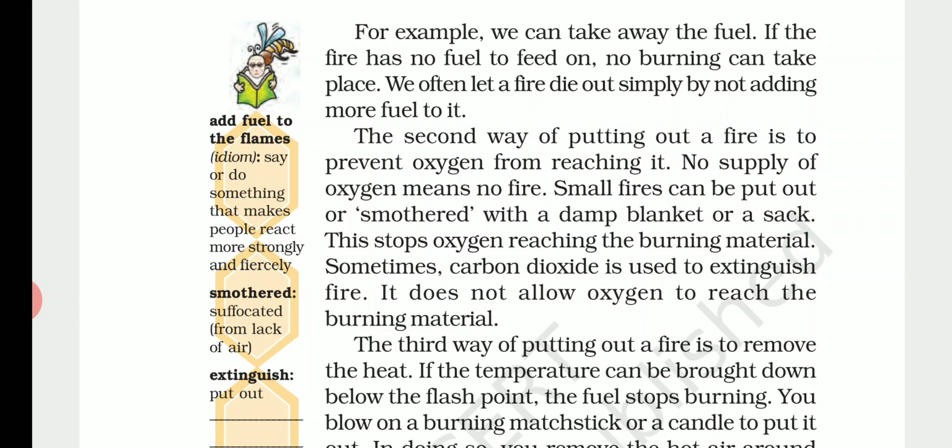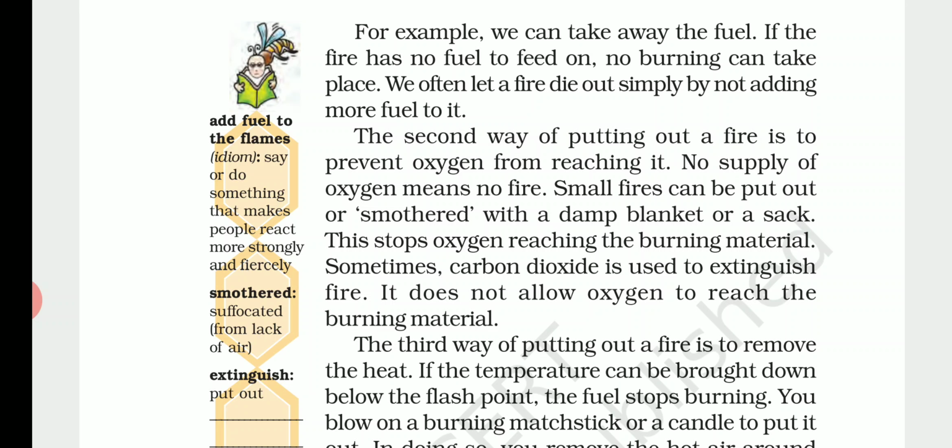Okay, or sometimes we use carbon dioxide also. Sometimes carbon dioxide is used to extinguish fire. It does not allow oxygen to reach burning material. So either you can put up a blanket so the supply of oxygen is stopped, or we put up the carbon dioxide so that supply of oxygen is stopped. Clear? This is the second way.